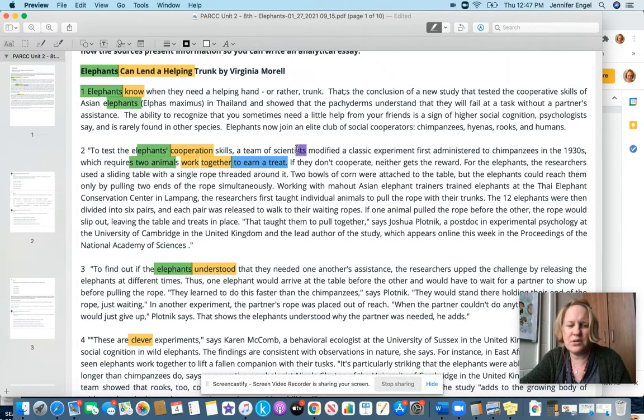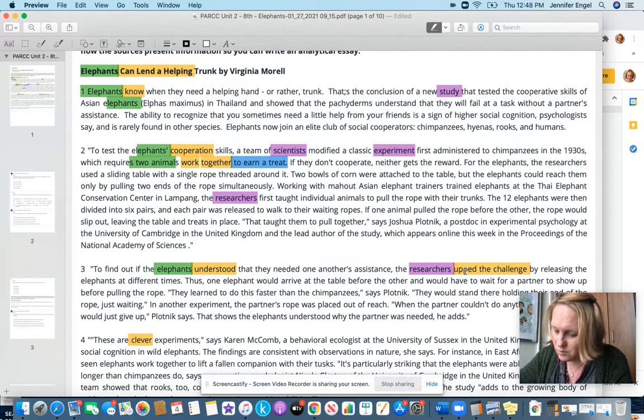So like, for example, I'm skimming and scanning. I'm seeing scientist. I'm seeing study. I'm seeing experiment. I'm seeing researchers. Researchers, what did they do? Okay, so here's also kind of a who, right? What did the researchers do? They upped the challenge. So these researchers, maybe I want to add that to my who. Elephants and researchers. And what are the researchers doing? They're the ones who are challenging the elephants.